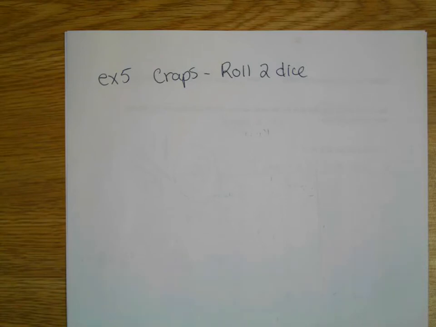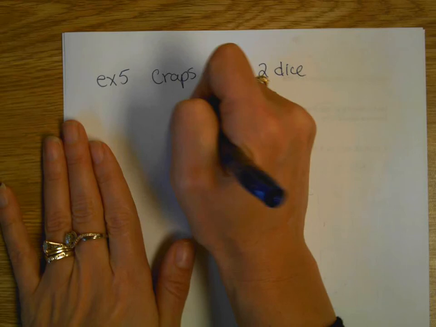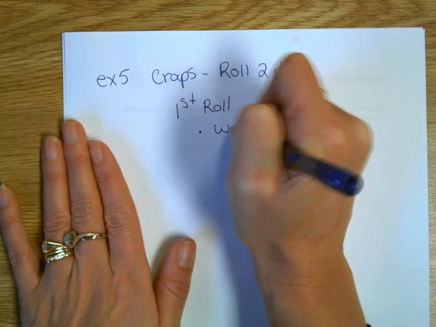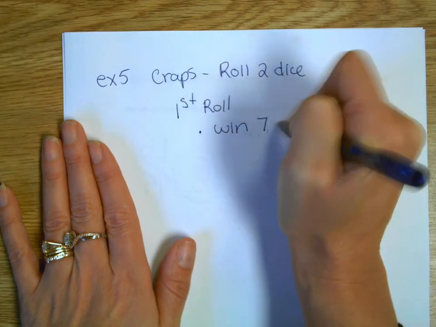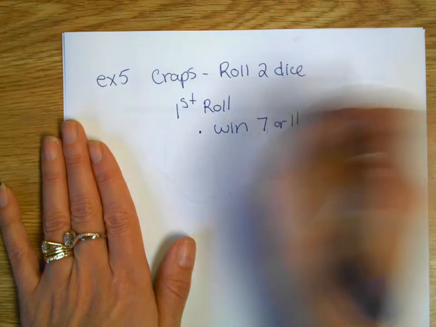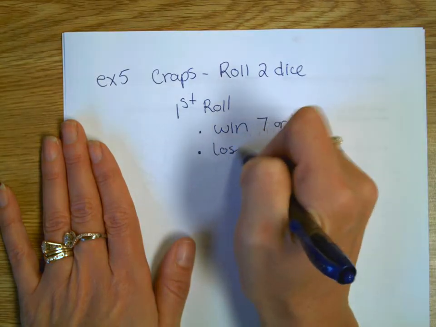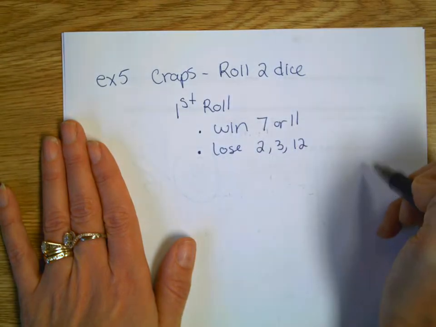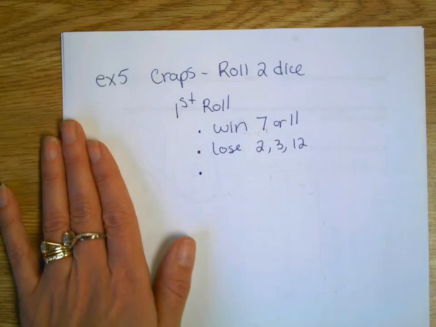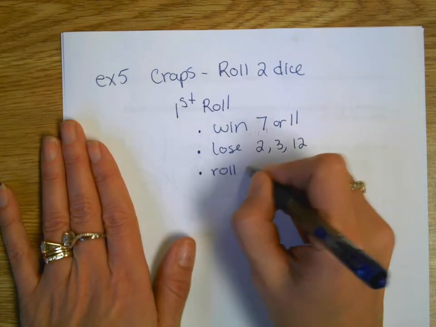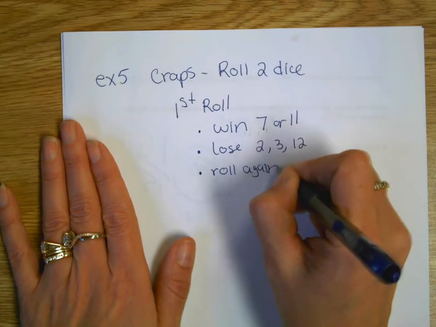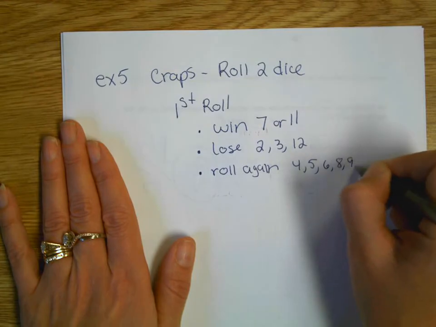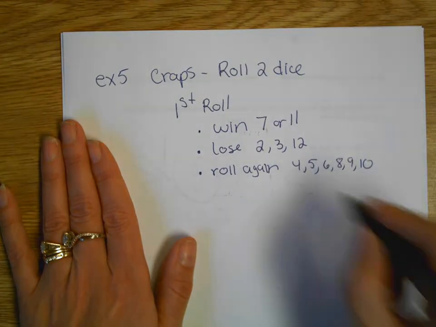Okay, in craps you roll 2 dice. And then there's situations. On your first roll, you win if you roll a 7 or 11, you lose if you roll a 2, a 3, or a 12. You get to roll again if you roll a 4, 5, 6, 8, 9, or 10. This is called your box point.